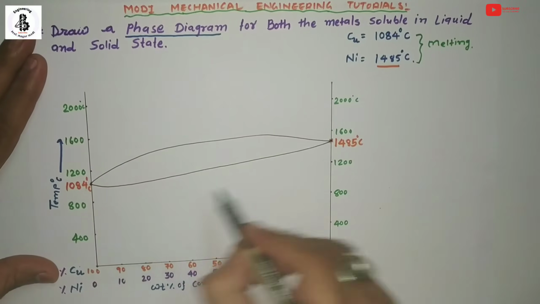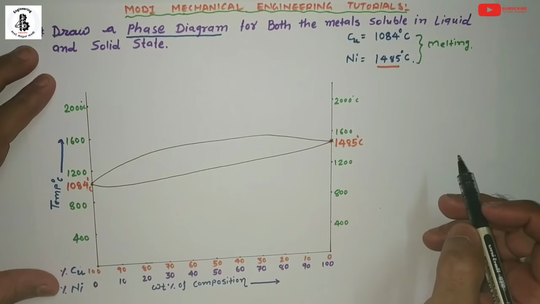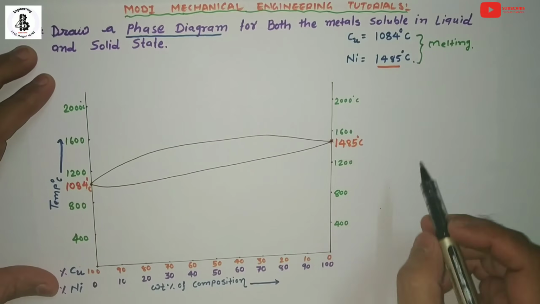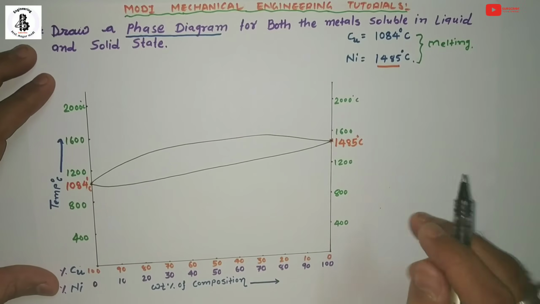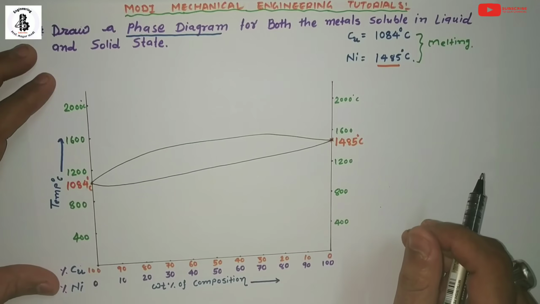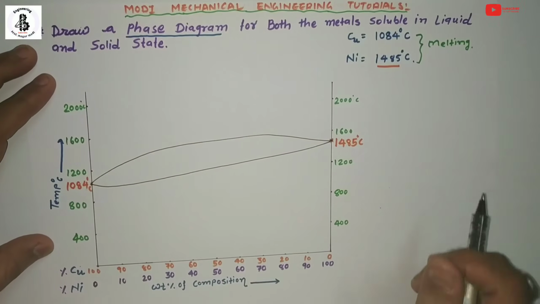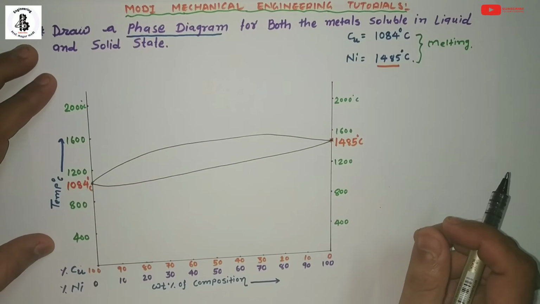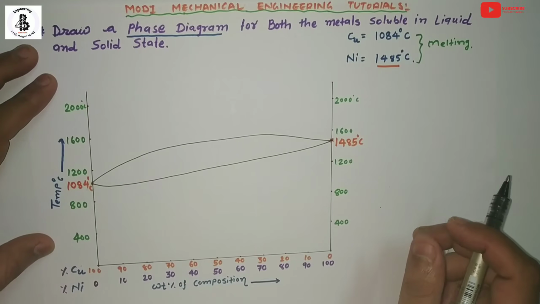Why such a kind of line in the phase diagram? That is because both the metals are soluble in liquid and solid state. I have already made a video on how to draw the phase diagram, so you will find a link in my description box. You will easily understand this kind of case for both the metals which are soluble in liquid and solid states.